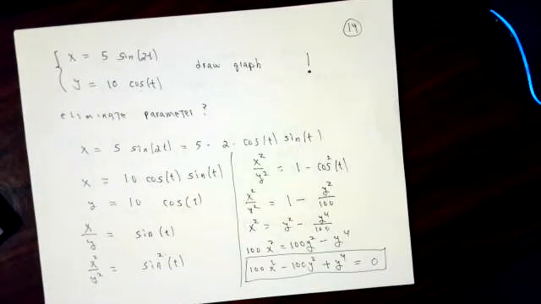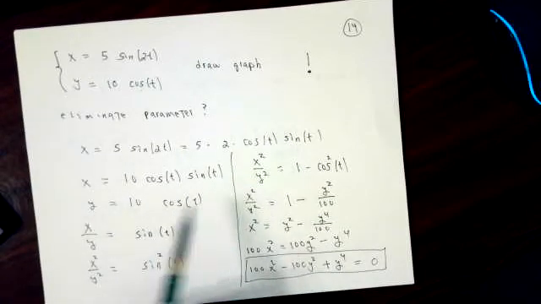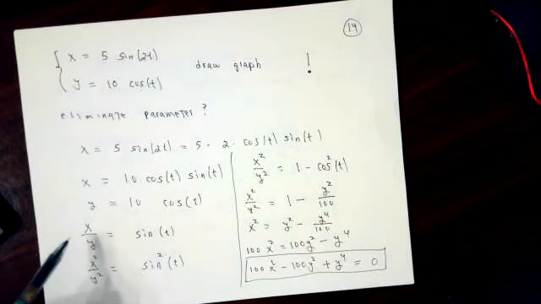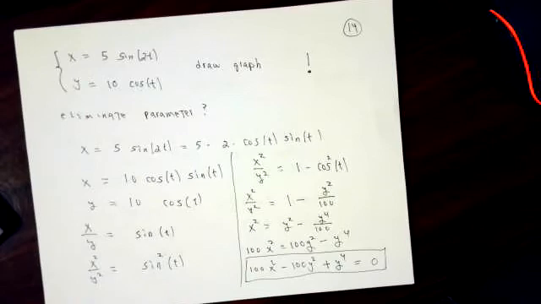Sine of 2t is 2 times sine t times cosine t. So if I use that fact, I can rewrite my x formula in this way, and the y formula remains as it was before. Notice there's a simple relationship between y and cosine t. We'll make use of that in a minute. If you write down what x divided by y is, the 10s cancel out, the cosine of t's cancel out, and all that's left is sine of t.